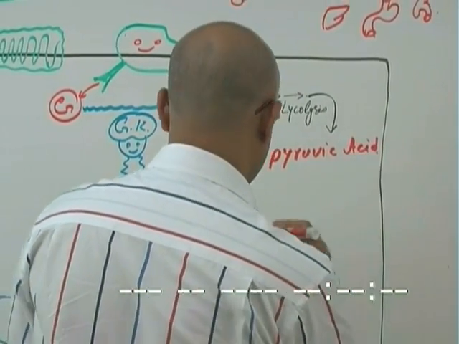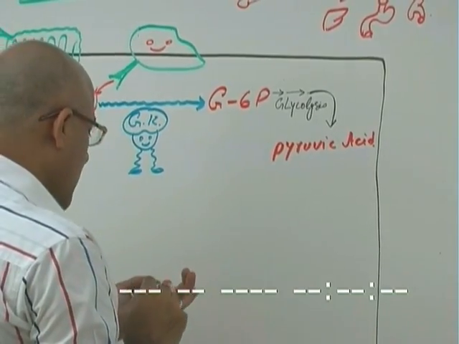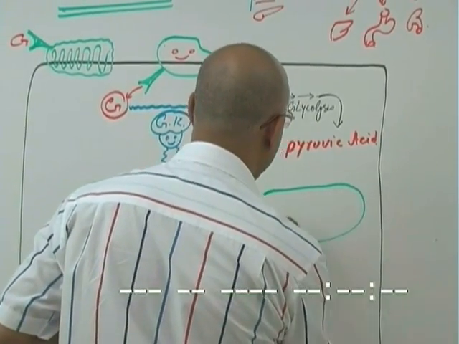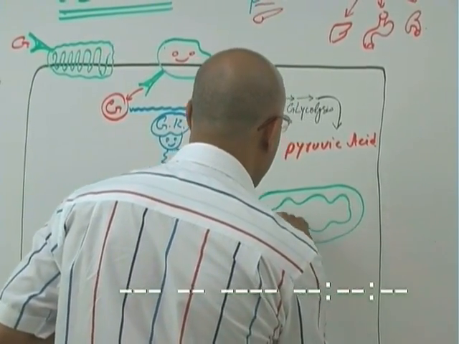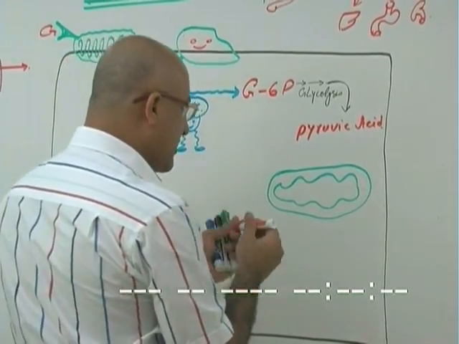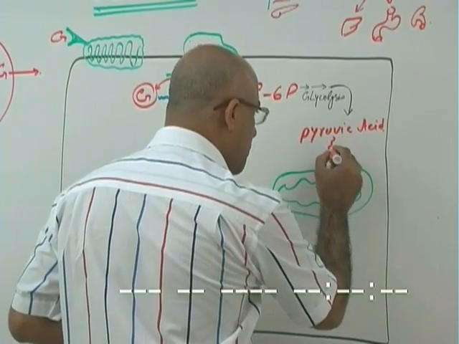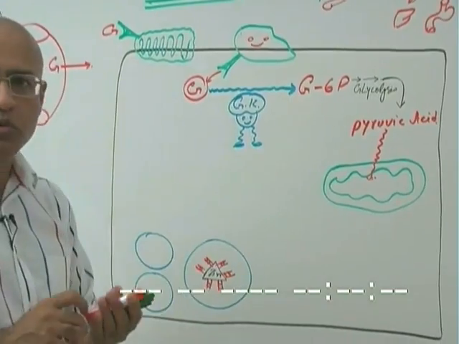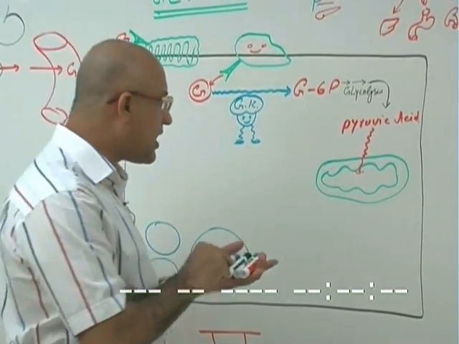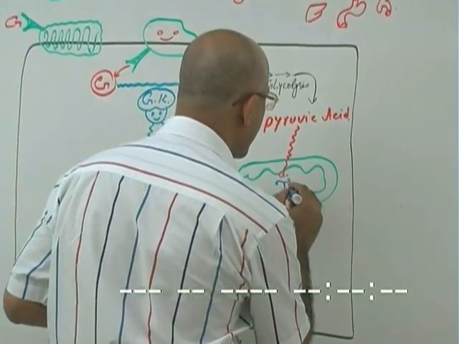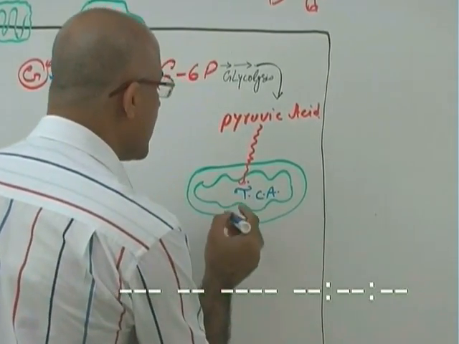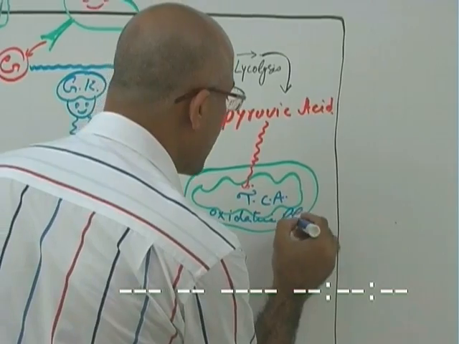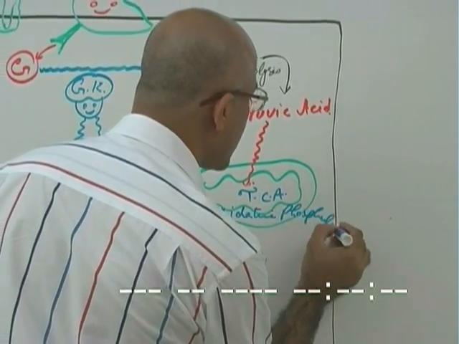And this pyruvic acid will enter into mitochondria. Let me draw one mitochondria here. This pyruvic acid will eventually be transported into mitochondria, and there it will pass through two processes. Number one, TCA cycle, and secondly, oxidative phosphorylation.